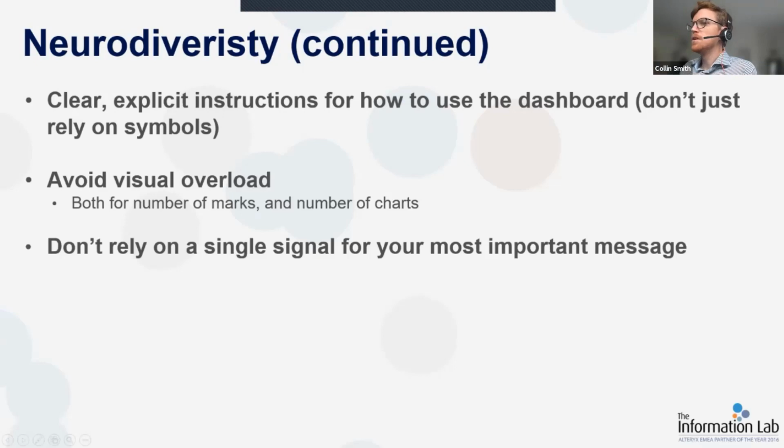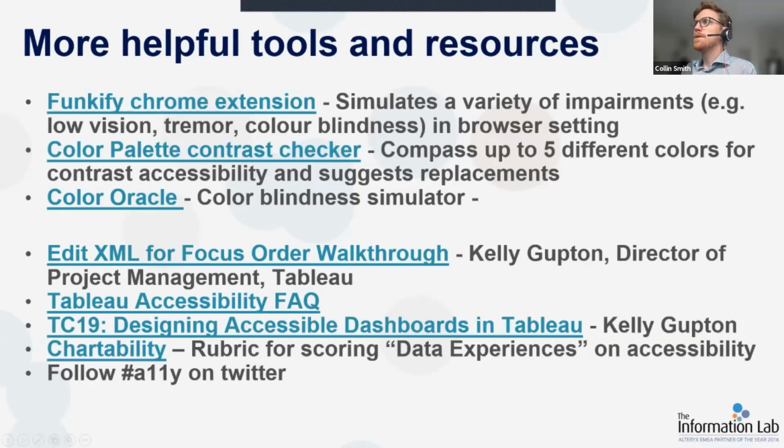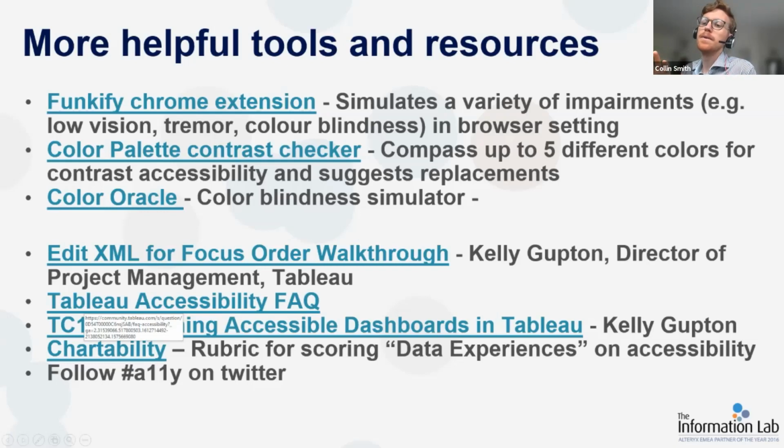All right, so that's almost the end of this talk. There's a few other helpful tools and resources that Sophie's just going to drop in the chat one after another. First one is this Funkify Chrome extension, which is a cool extension for simulating a variety of impairments. We've got a color palette contrast checker, Color Oracle, which is a great desktop application where you can view your whole desktop in a variety of different sort of colorblind facsimiles.